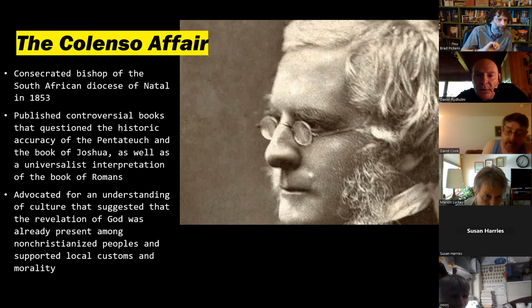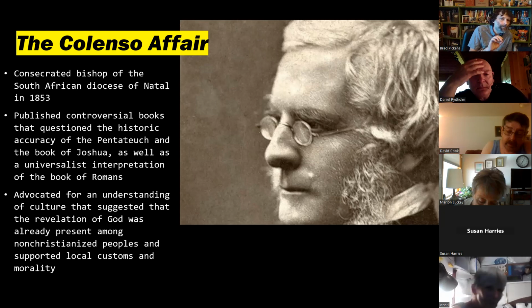As it's newly formed, it also indicates that it comes about through the colonial expansion of the British Empire. And so Colenso is appointed by the crown to go down to South Africa to enter this diocese and to establish the Anglican church there, the Church of England there.